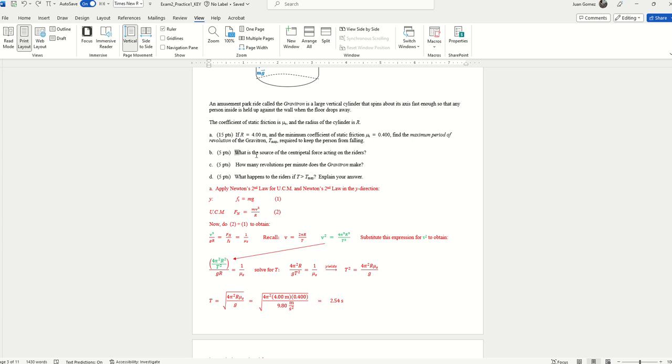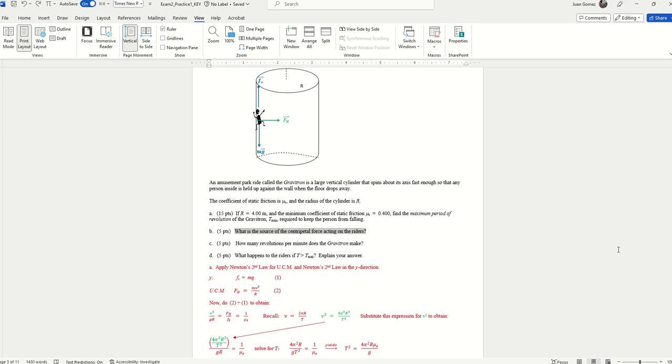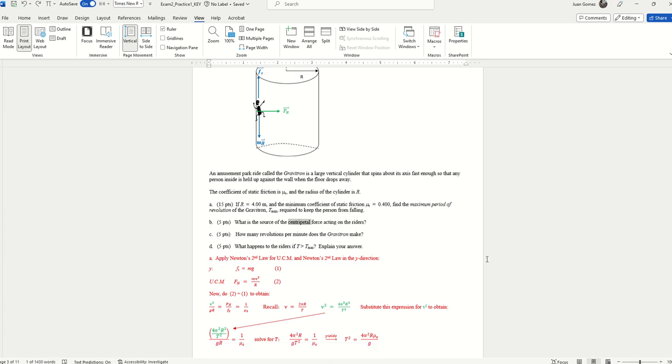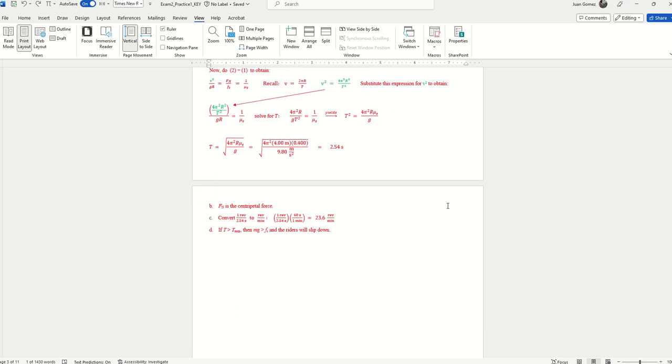What is the source of the centripetal force acting on the riders? Well, look at your figure. Of those 3 forces, what's the only one that's pointing towards the center of the gravitron? I.e. centripetal, radial means the exact same thing. Well, Fn. So Fn is the centripetal force, right there.